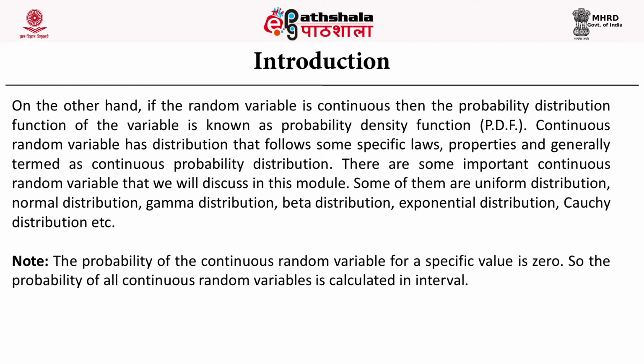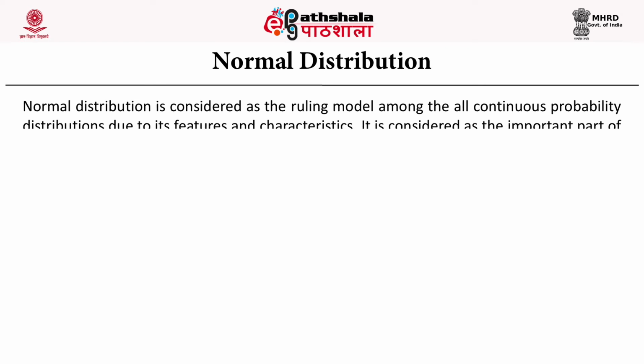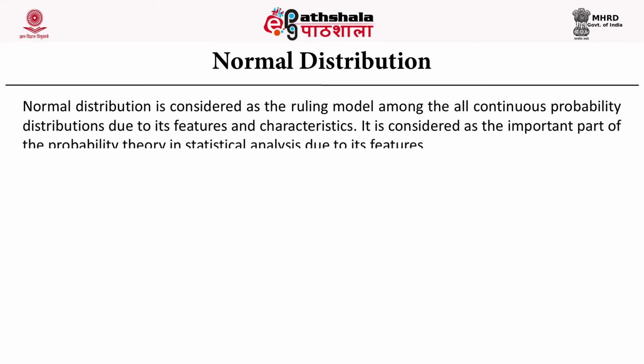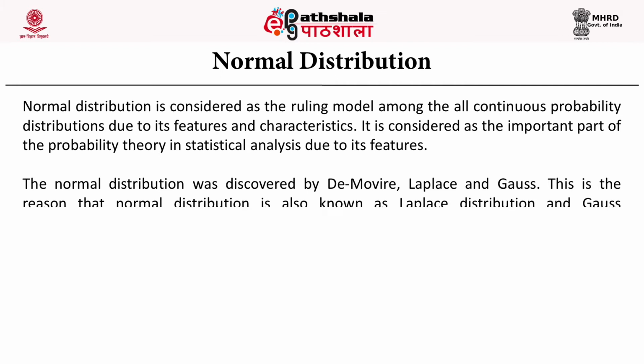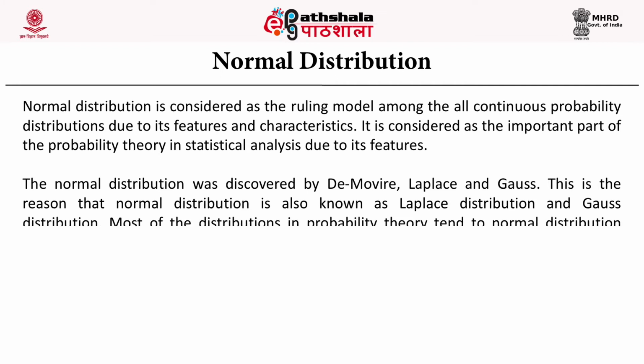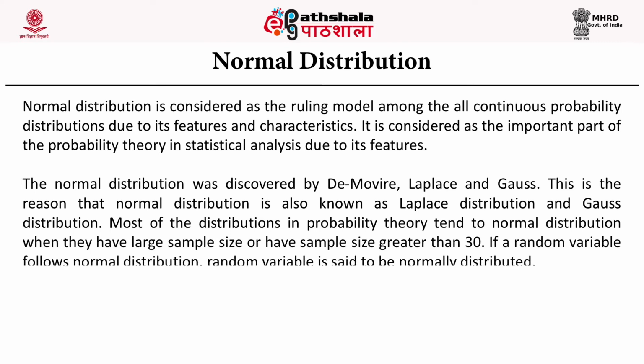So first we will discuss the normal distribution, which is a more widely used distribution in various fields like environmental sciences and biosciences, etc. Normal distribution is considered the ruling model among all the continuous probability distributions due to its features and characteristics. It is considered an important part of probability theory in statistical analysis. The normal distribution was discovered by De Moivre, Laplace and Gauss. This is the reason that normal distribution is also known as the Laplace distribution and the Gauss distribution.